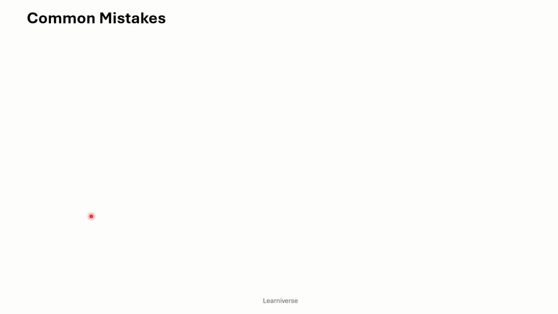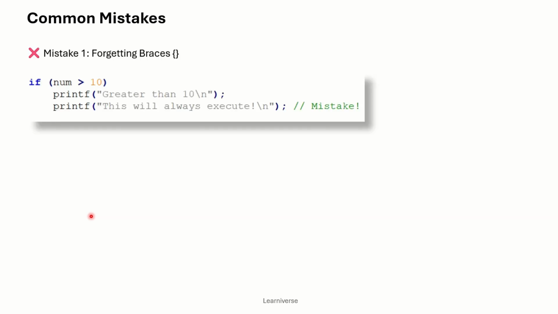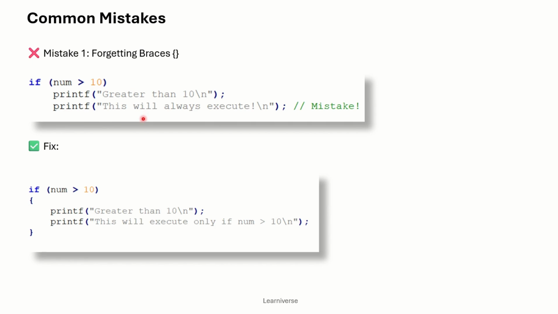And now let's understand the common mistakes that we need to avoid. So first one is forgetting braces. So here you can see we have an if condition, and below the if condition we have two statements, but there is no brace here. I mean the opening brace and closing brace is not there. So this is a mistake here. So how can we fix this? By putting the braces we can fix it.